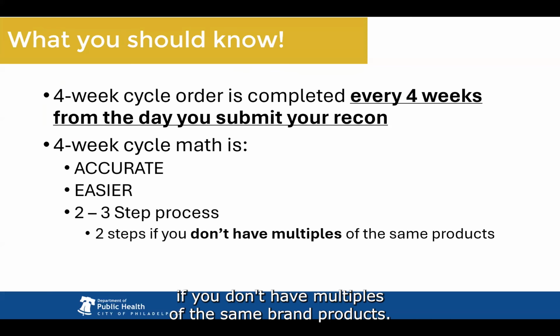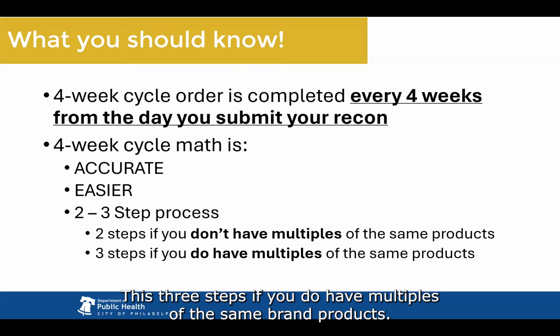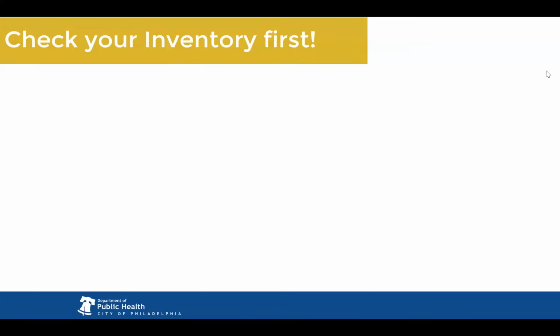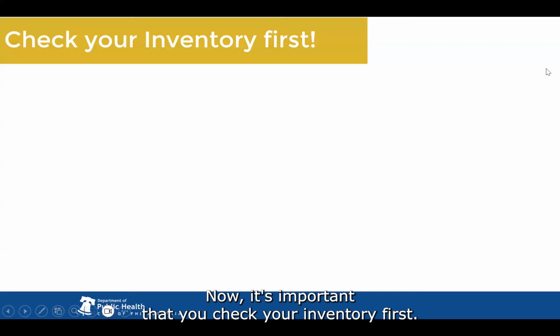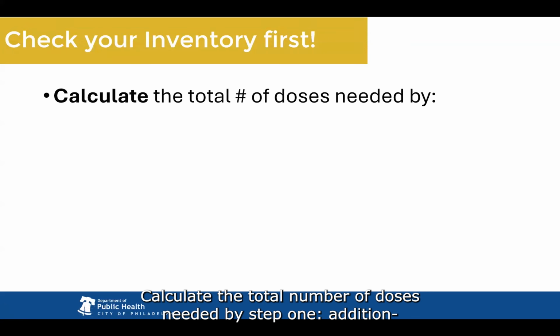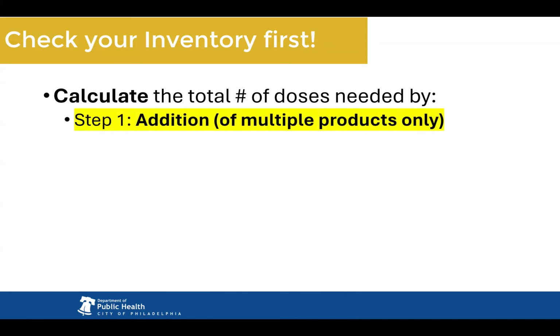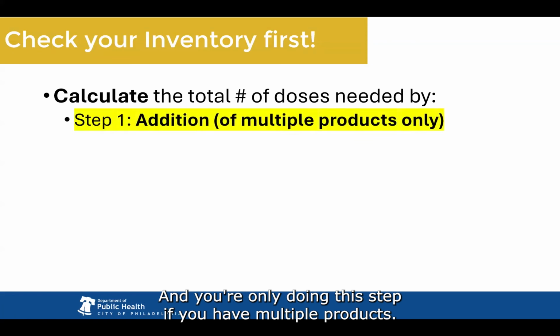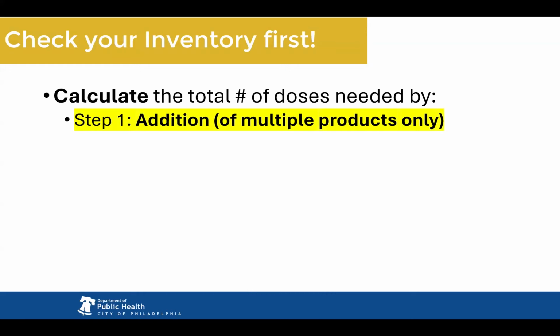It's 2 steps if you don't have multiples of the same brand products. It's 3 steps if you do have multiples of the same brand products. So it's important that you check your inventory first. Calculate the total number of doses needed by step 1, addition. And you're only doing this step if you have multiple products.